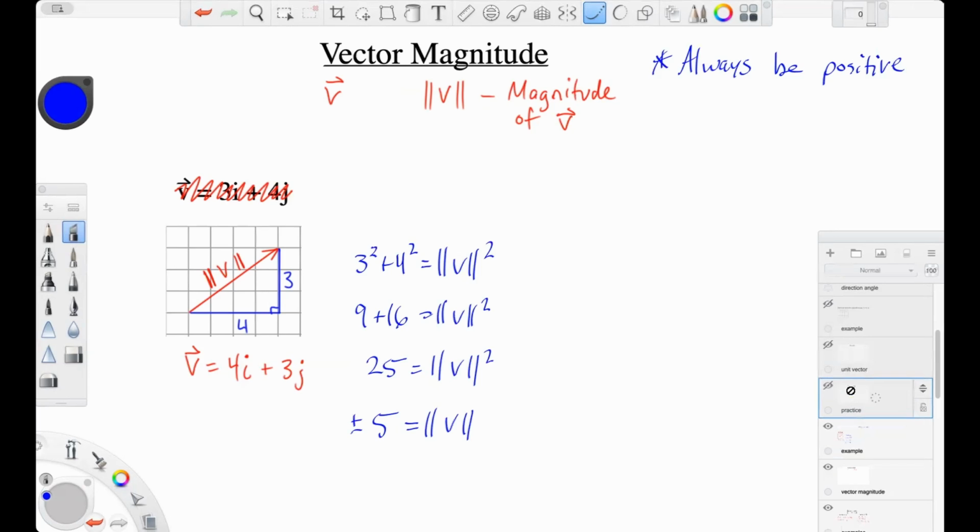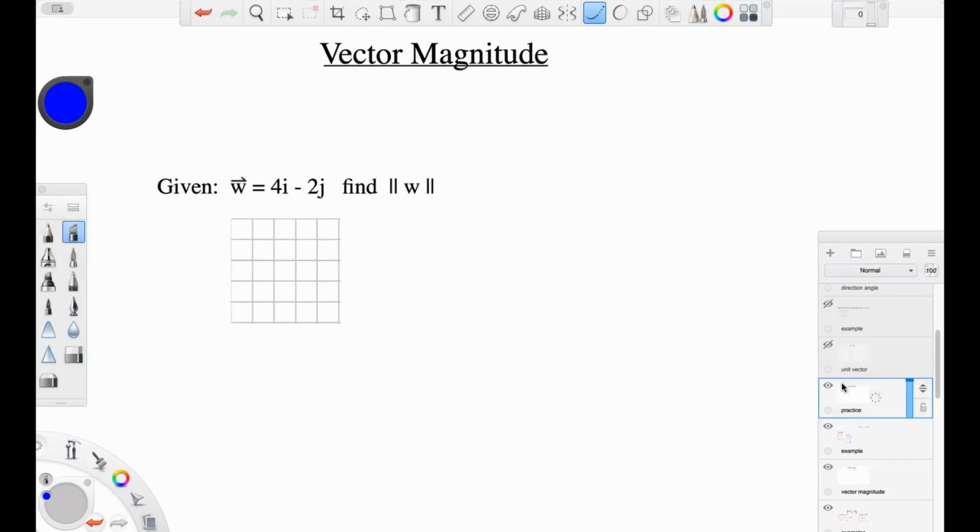Okay, cool. Let's do a practice round. Here's vector W is 4i minus 2j, and what we want to do is find the magnitude of W. So go ahead and pause the video and see if you can find the magnitude of this vector on your own, and then we'll do it together.